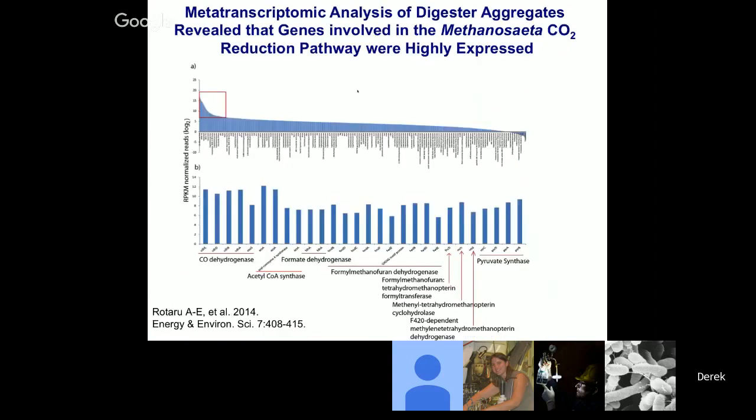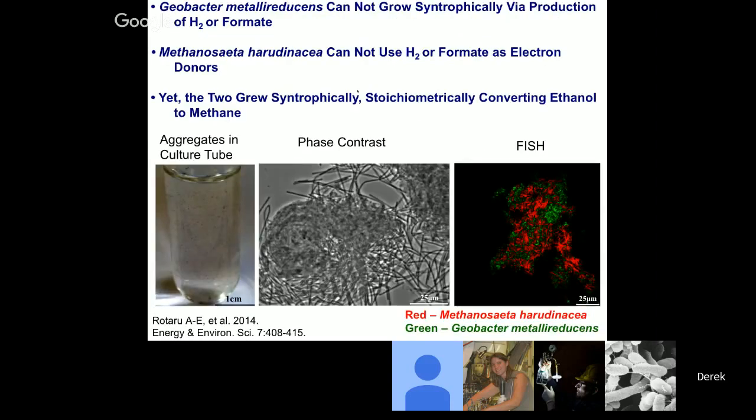When you look at the genome of Methanosaeta, it in fact has the full, complete pathway for reducing carbon dioxide to methane. And in the metatranscriptomic analysis of the digester aggregates, we could see that the genes encoding enzymes in the carbon dioxide reduction pathway were very highly expressed. So it looked like it was reducing carbon dioxide.